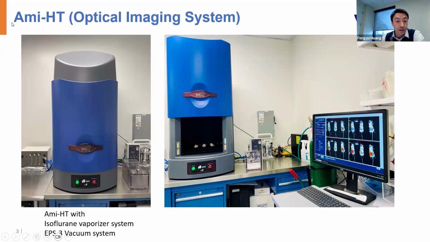Before the study, I just want to introduce the ARM-HT. This ARM-HT is the live imaging system shown here as a blue machine. With the isoflurane vaporizer system and the vacuum, you can do the in vivo imaging. The right side is a picture taken two days ago from the exact experiment. You can see the 3 mice sleeping in the machine.